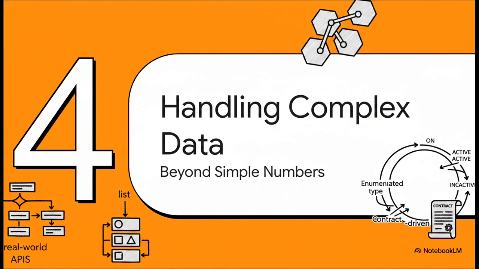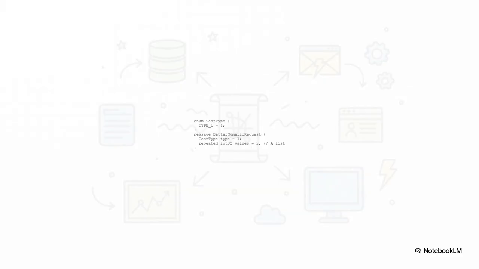Okay. Adding two numbers is a great start, but we all know real-world APIs are way more complex than that. So let's see how Protofile handles more advanced data structures, like lists and enumerated types. Let's upgrade our API a bit. First, we're going to define an enum. This lets us create a set of named constants, which is so much safer than just passing around magic strings or numbers that nobody understands.